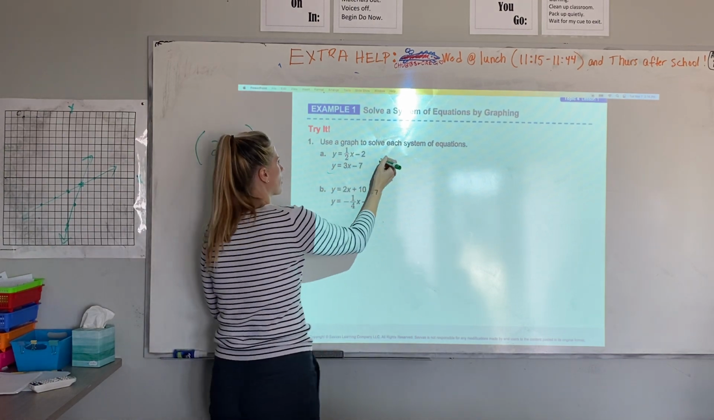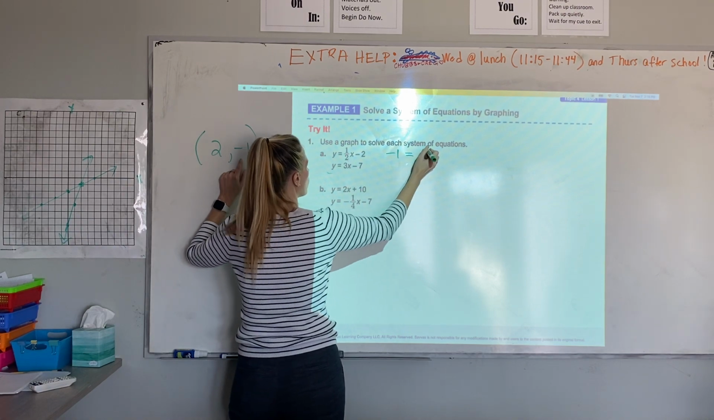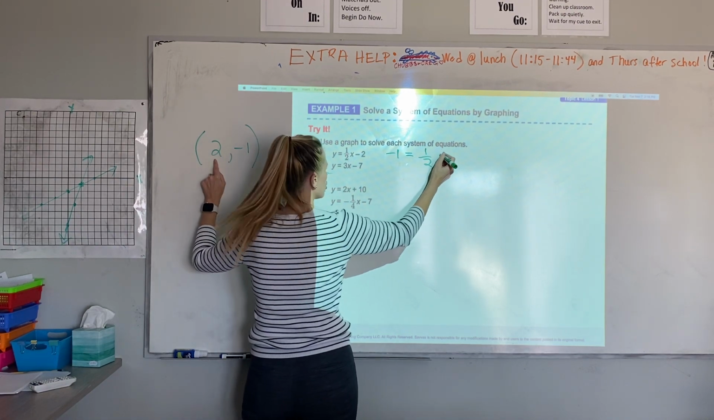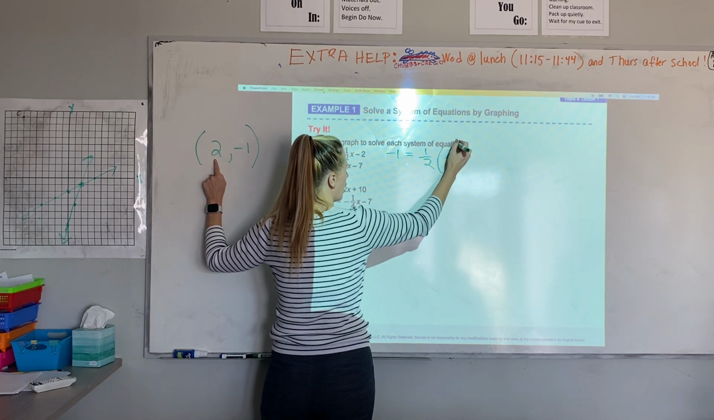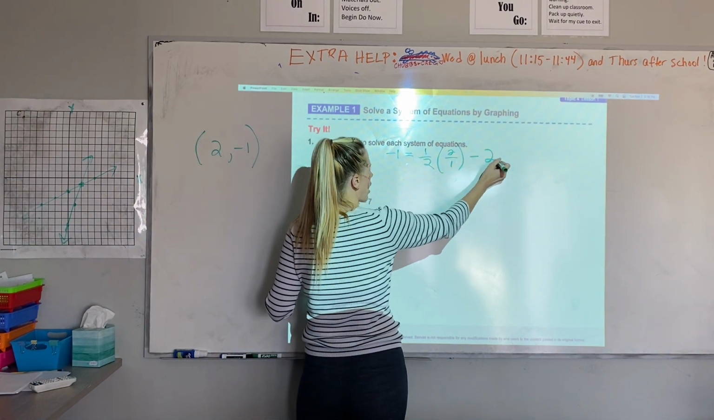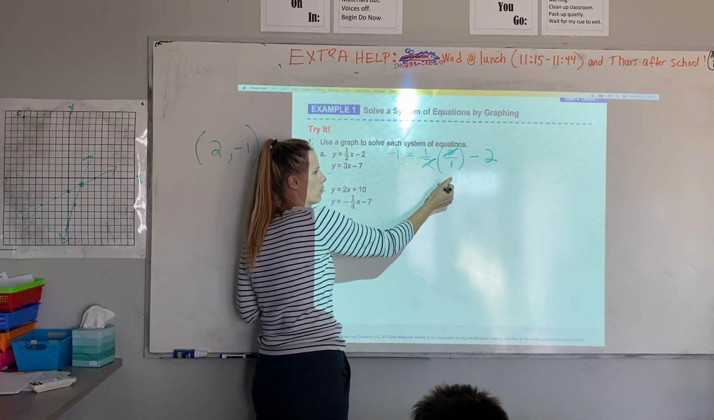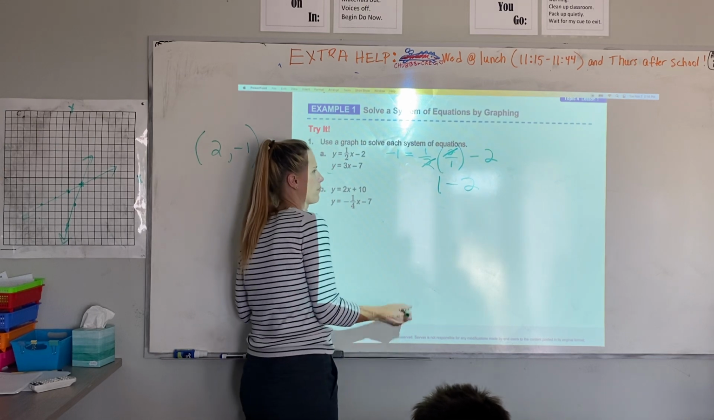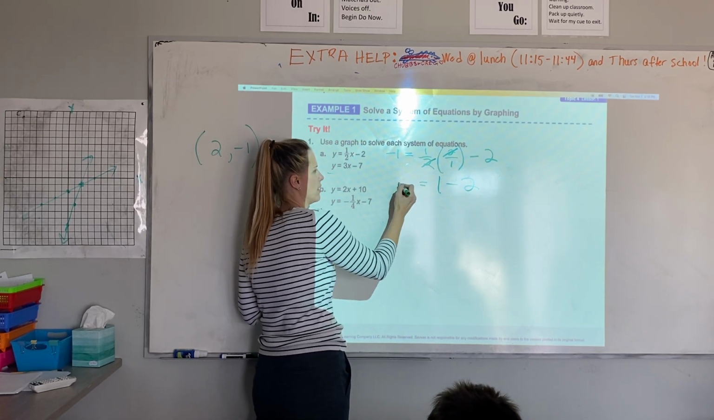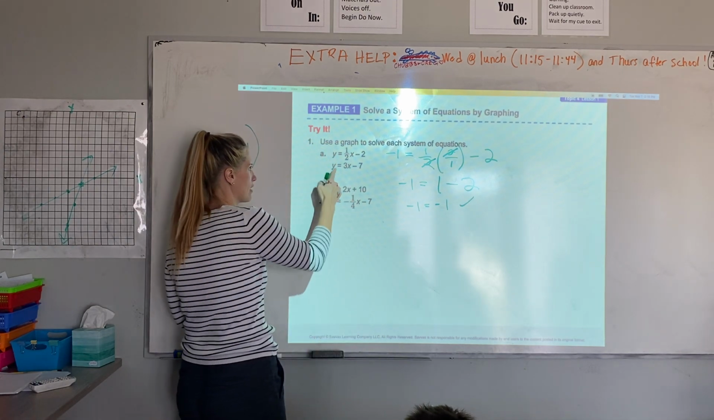Check. Let's check. I'm going to plug in my y value, negative 1 over here. I'm going to do 1/2 times my x, which is 2. I'm going to put that in parentheses. I'm going to put the 2 over 1, stay in fraction form, and then subtract 2. Cancel, cancel. What's my answer to this? 1. 1 minus 2 is? Negative 1. Negative 1 equals negative 1. Check.